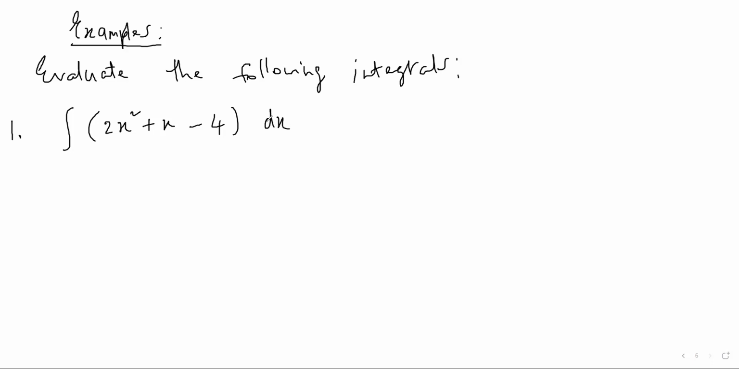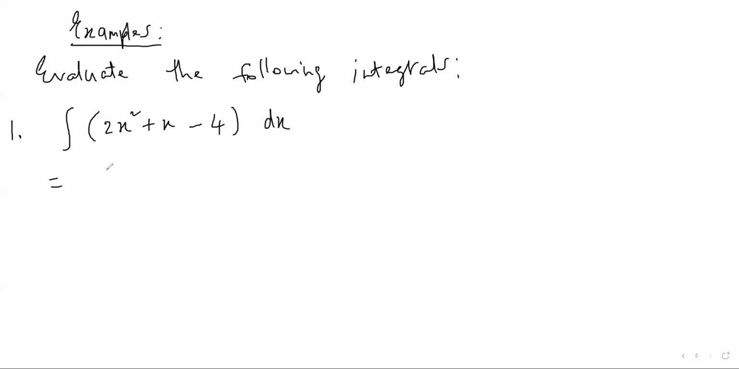What is the integral of 2x squared plus x minus 4 with respect to x? And this is how you evaluate this.